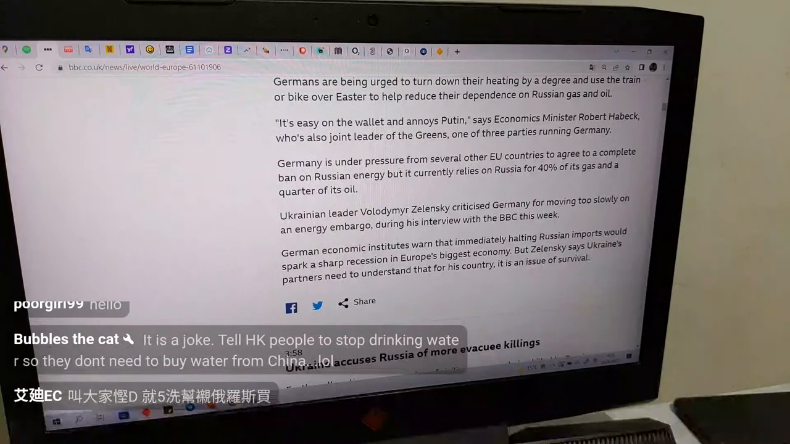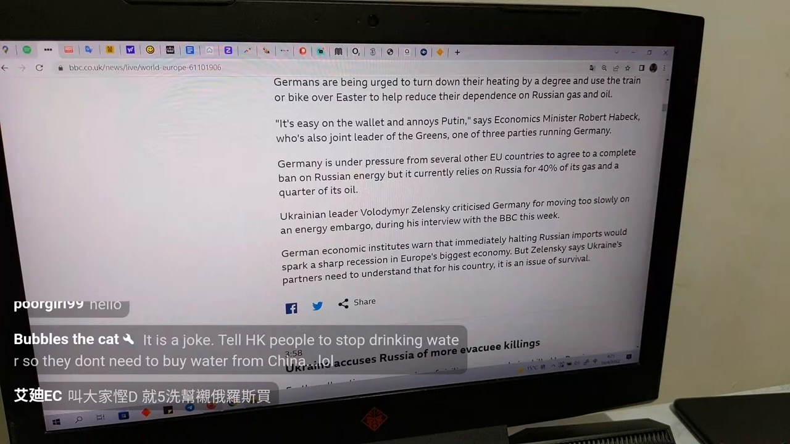They tell everyone to save some so they don't need to buy from Russia. What a joke. So that means Germany is just passing their responsibility to the people. They urge their people to use less energy, so they can still buy the Russian oil and gas. So it's none of their personal business. So is it just a joke? Okay, I see this joke. It's a very interesting joke.